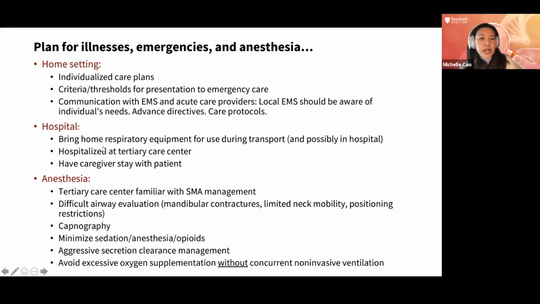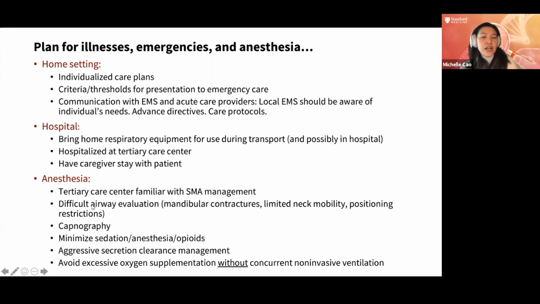In the hospital, it is important to bring the home equipment. Even though the hospital may not let you use it, it is still important, in case some hospitals don't have the equipment that you need, other hospitals may allow you to use it. Try to go to a tertiary care center where the expertise is there. And I really recommend that patients try to have caregivers stay with them.